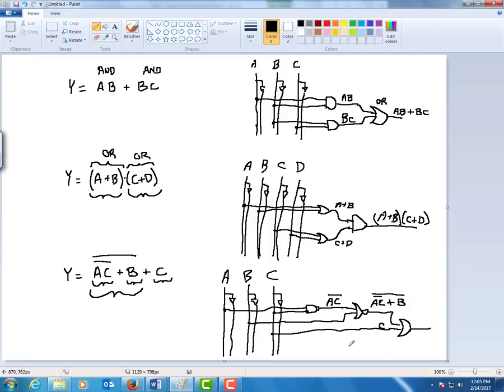So finally, Y will equal what? It's got this input, which is A C bar plus B bar, right, plus, or I say plus, I mean OR, you know what I mean, C. And that's your output right here. So there are 3 examples of how to draw your gates and your circuits based upon Boolean expressions.